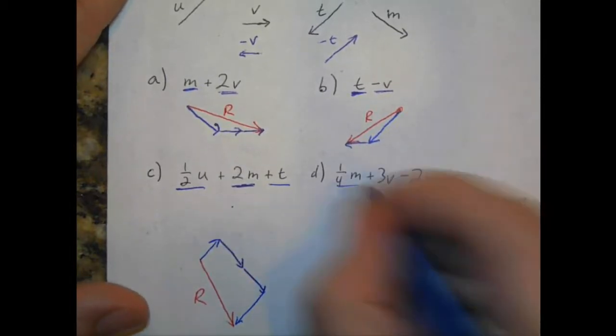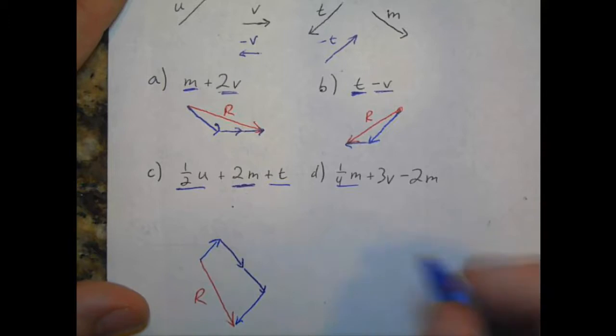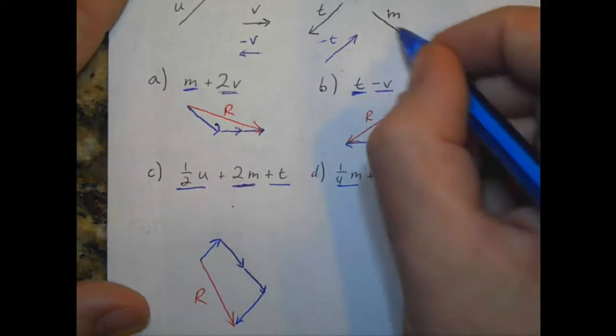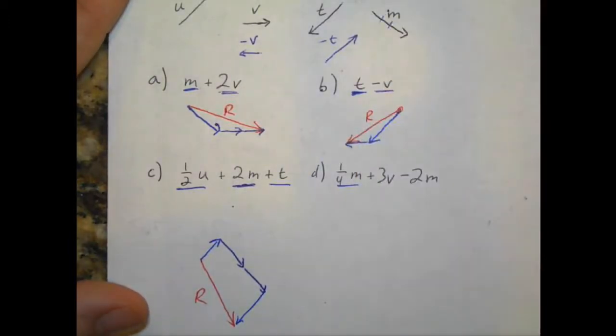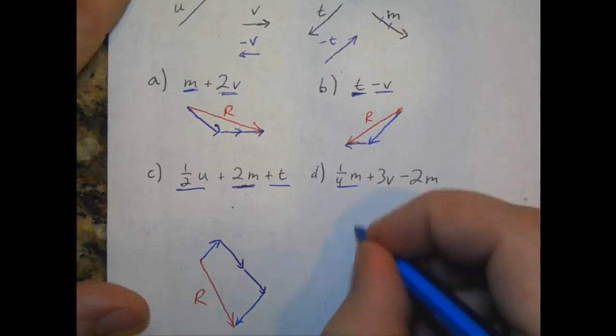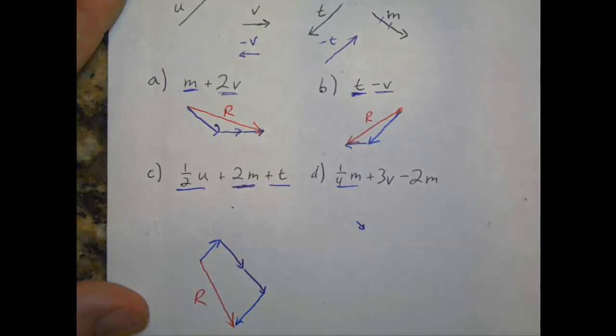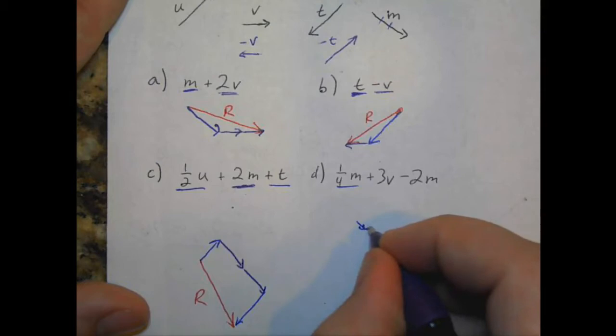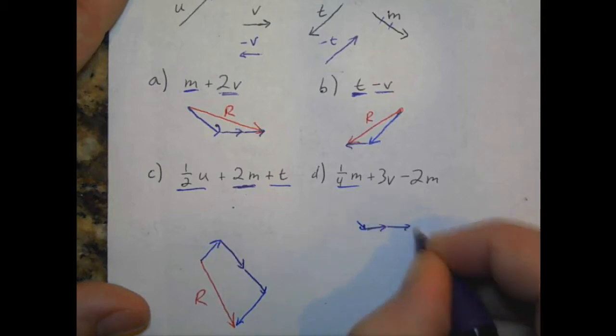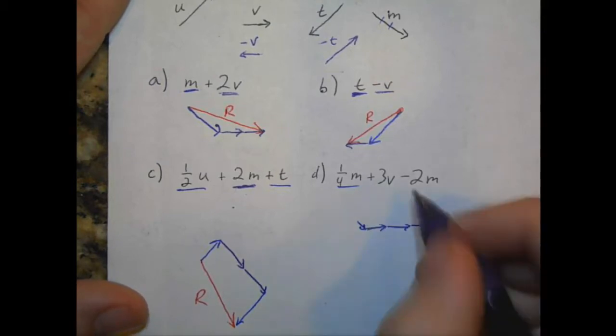All right, last one. We're almost done, yes! 1/4 of M. So if this is like 1/2 of M, then 1/4 of M is about that. So I'm going to do 1/4 of M plus 3 times V. So 3 V's, so I don't want to use that color, plus 3 V's. So I have V once, V twice, V 3 times, minus 2M.